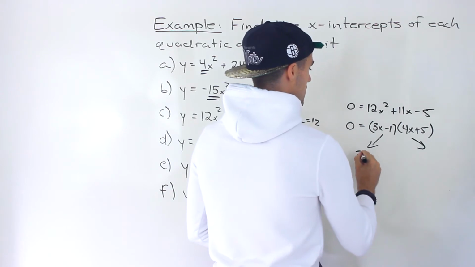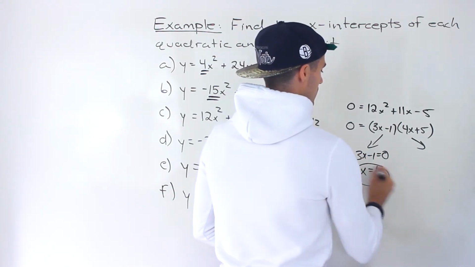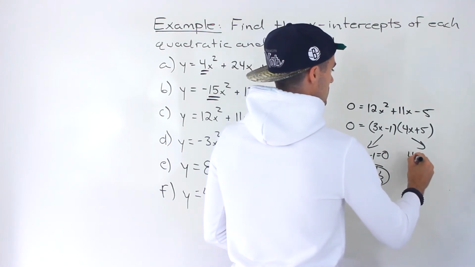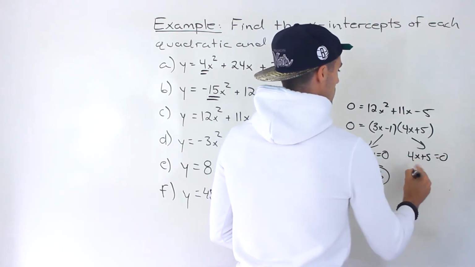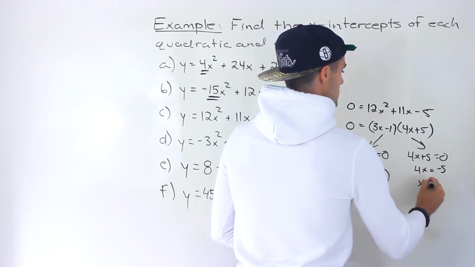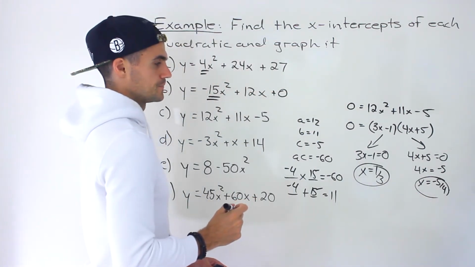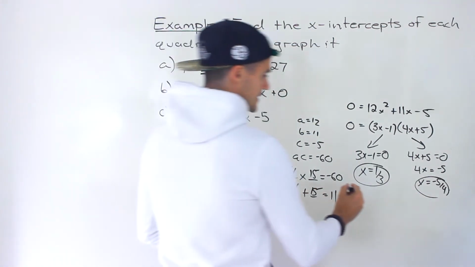So when does 3x minus 1 equal 0? That's going to happen when x is 1 over 3. There's one of the x-intercepts. When is this going to equal 0? When 4x is -5, or when x is -5 over 4, like that. Okay, if you want to get the decimals.